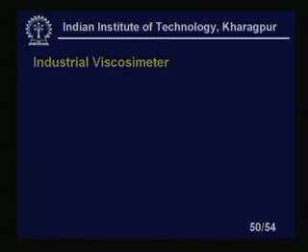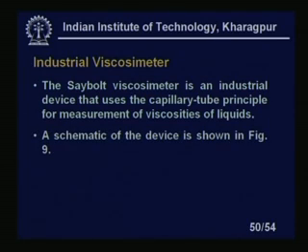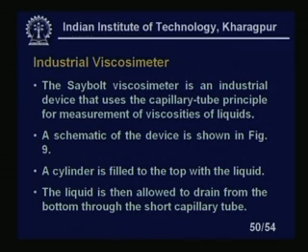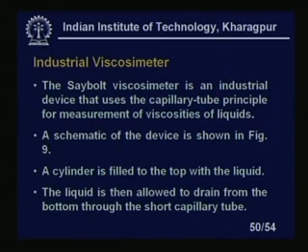Now, in industrial viscosimeters, you see the Saybolt viscosimeter is a very commonly used viscosimeter. The Saybolt viscosimeter is an industrial device that uses the capillary tube principle for measurement of viscosities of liquids. A schematic of the device is shown in figure 9. A cylinder is filled at the top with the liquid, and the liquid is then allowed to drain from the bottom through a short capillary tube. Okay, let us go back first to the figure.